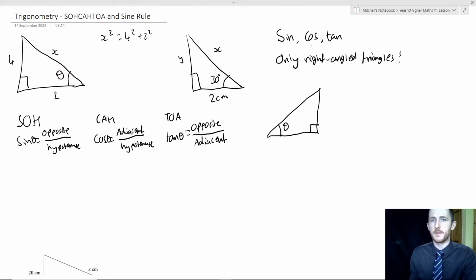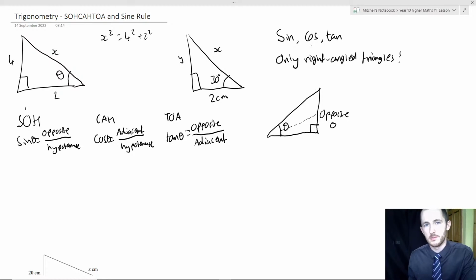This is the really important thing you need to be able to do. Let's start off with the opposite, because it's the first one here. The opposite side is the side that's opposite the angle. So it's always going to be the one that is directly opposite the angle. I can also just write this as an O. The adjacent one is the one that's touching the angle. However, we'll come back to the adjacent because there's something slightly tricky.